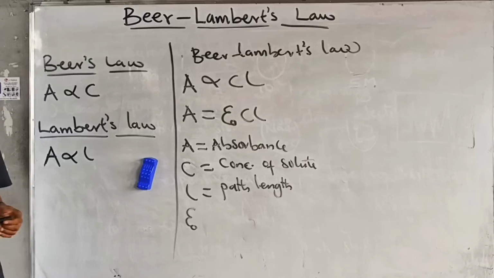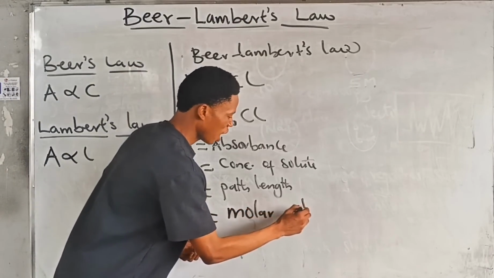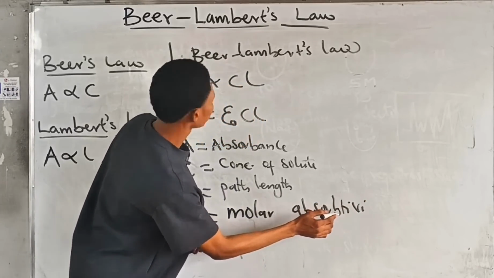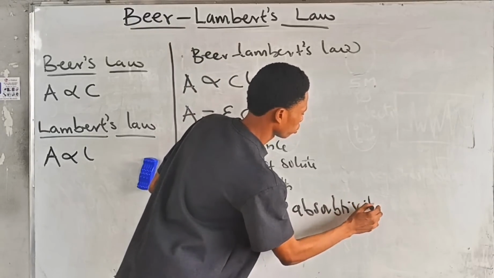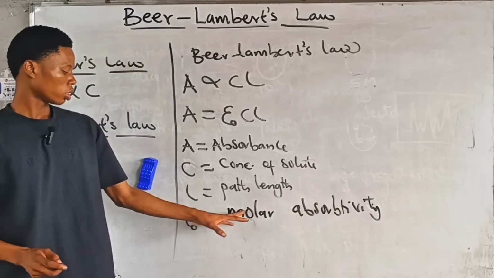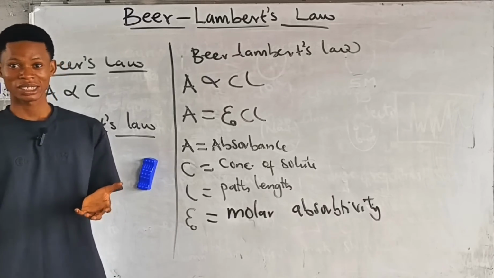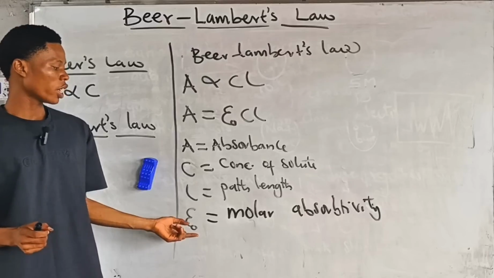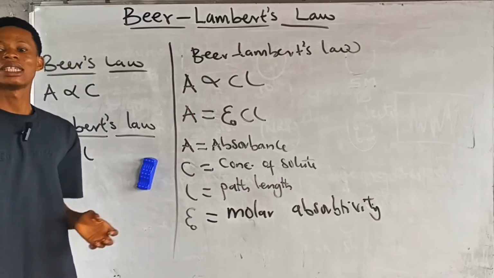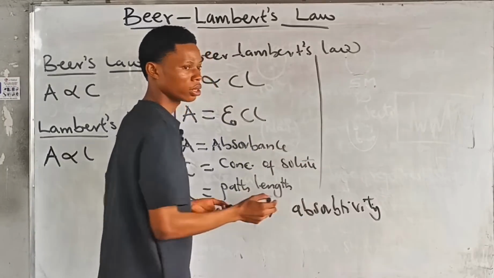Epsilon here represents absorptivity. So this is the molar absorptivity constant, the epsilon, because in this topic we are looking at absorption metric. So this epsilon here represents molar absorptivity. So this is Beer-Lambert's law. Now, if you want to restate Beer-Lambert's law, there's an alternative formula you can use.